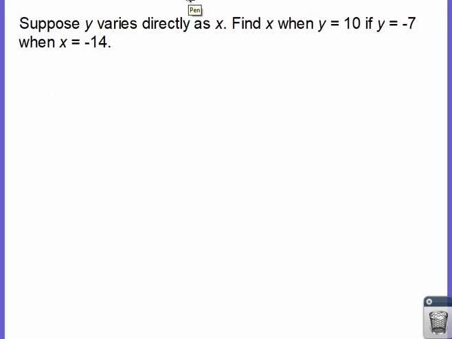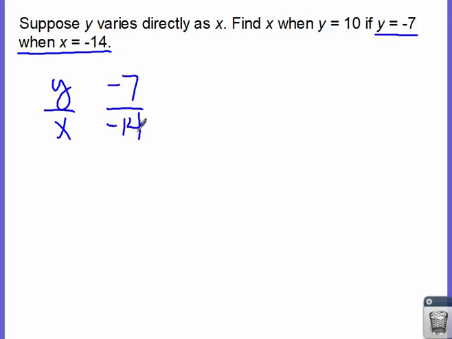Okay, so we know we're going to be writing things in the form of y over x. So I look for the ratio I know. When it says find x when y is 10, if y is negative 7 when x is negative 14, there's the ratio I know. That's the x and y that are together that I know. So I'm going to take my negative 7, place it in the y spot, the negative 14 in the x spot, equals. And then what is the ratio that I want to know? Well, I know the y, and it goes on top, and I want to know the x.